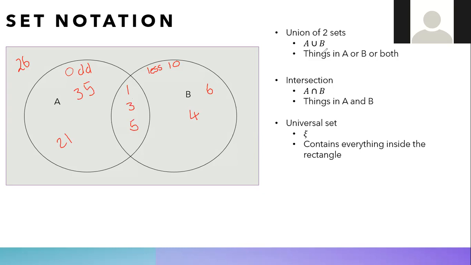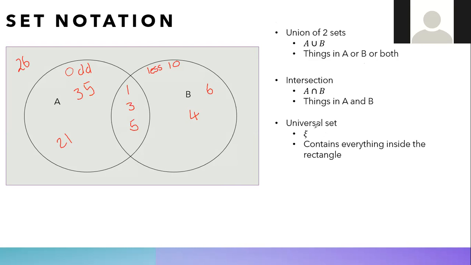So we would say that the union of the two sets, we'd ignore 26 because 26 isn't in the union of the two sets, but actually everything inside A, everything inside B, and everything inside A and B is the union of the two sets. So it'd be A ∪ B, A union B. Our intersection, where they overlap, the things that are in A and B, so our numbers 1, 3, and 5, we would use this notation to show the intersection. So things in A and B.